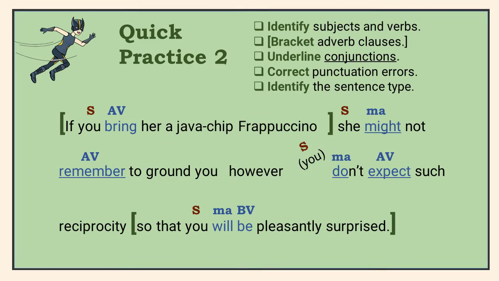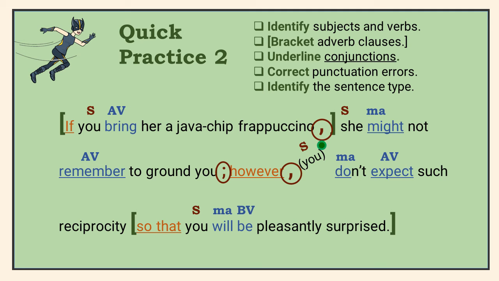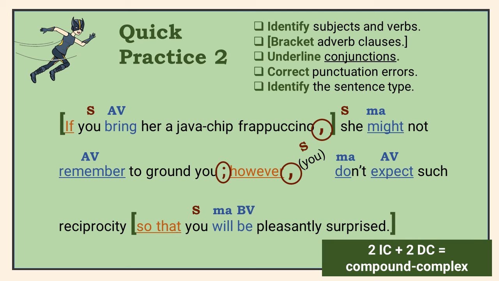The sentence contains 2 adverb clauses, one in the beginning and one in the end. We can identify them by their subordinating conjunction openings. The sentence also contains 2 independent clauses that are joined by the conjunctive adverb however. So, we need a comma after the opening adverbial clause. We also need a semicolon before and a comma after the conjunctive adverb however. Lastly, we count the number of independent clauses, 2, which means compound, and dependent clauses, 2, which means complex. So it is a compound, complex sentence.